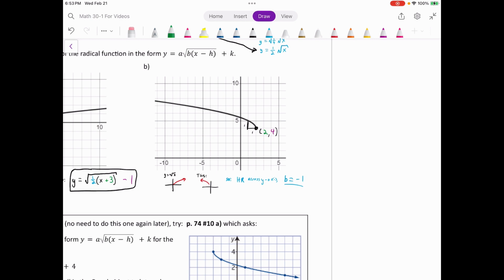That means we had a horizontal translation 2 units right. So H is positive 2. And a vertical translation 4 units up.